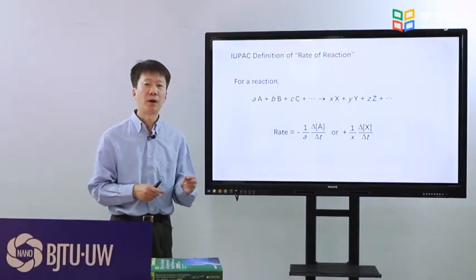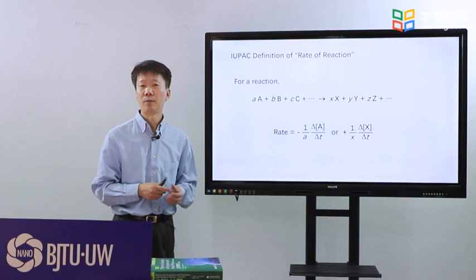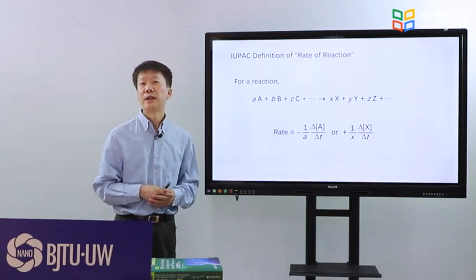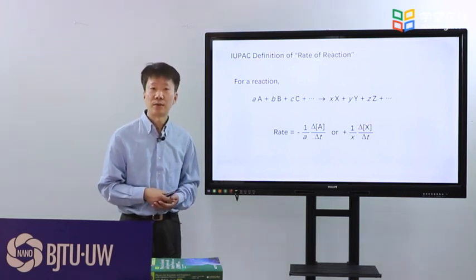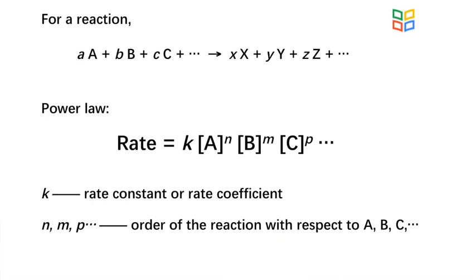If the time change is large, the rate is called average rate. If the time change is very small, even close to zero, then we call the rate instantaneous reaction rate. Generally, we have a universal expression of reaction rate.